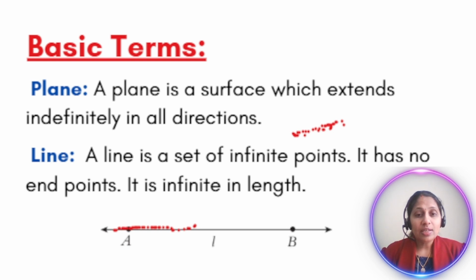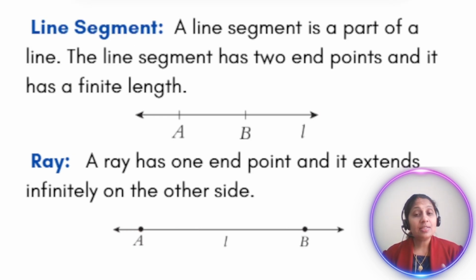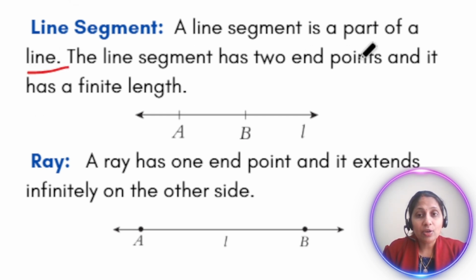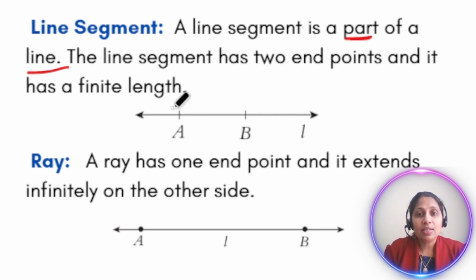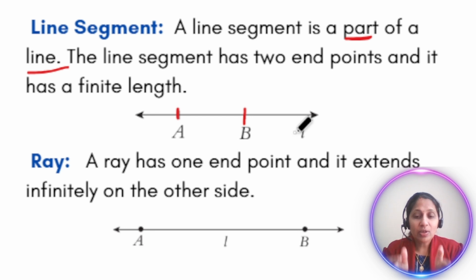The next one is your line segment. As the word suggests, segment, a part of it. Okay, a part of a line is nothing but your line segment, and it has 2 points. Since it is a segment, it has 2 points, like in this case A and B are the 2 end points, and it is of finite length only because we are cutting it, so it has only a particular length.